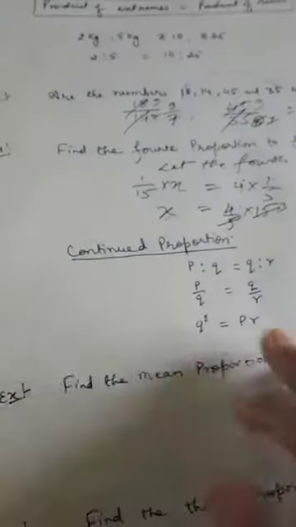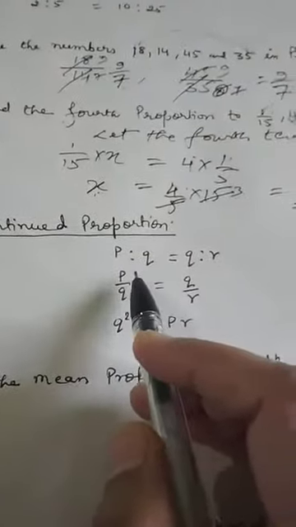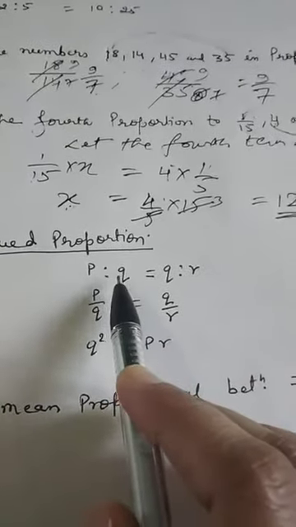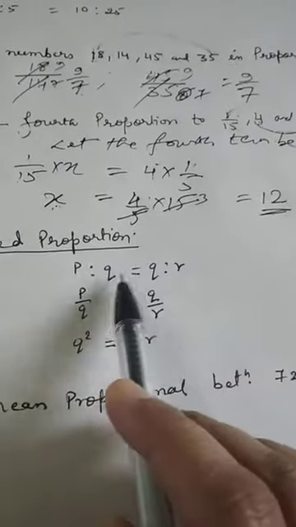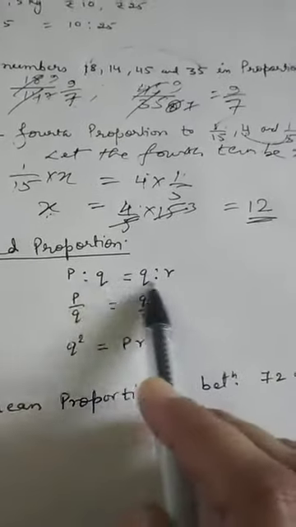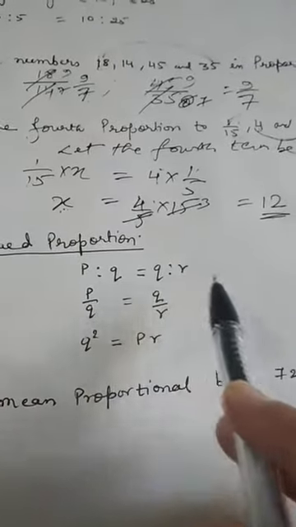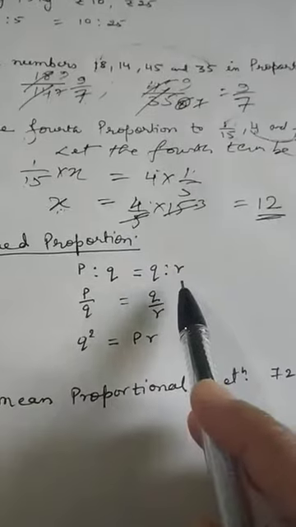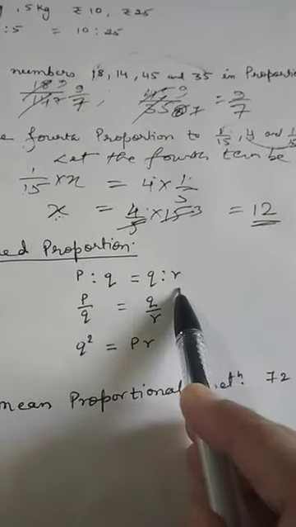So next is continued proportion. What is continued proportion? You can see here P, Q, R. P is to Q is equal to Q is to R. You can see only three quantities here. Q is common. So the three quantities P, Q and R are said to be in continued proportion if P is to Q is equal to Q is to R.